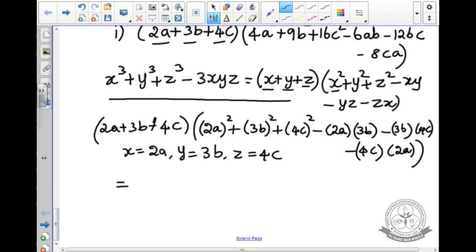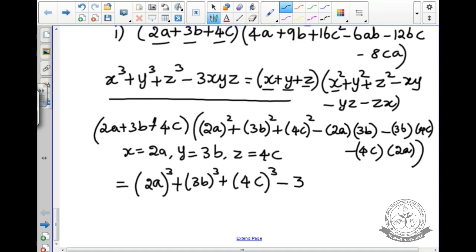So here x is equal to 2a. So 2a whole cube plus then y is equal to 3b, so 3b whole cube, then plus z is equal to 4c, so 4c whole cube, minus 3 into x is equal to 2a and y is equal to 3b and z is equal to 4c.